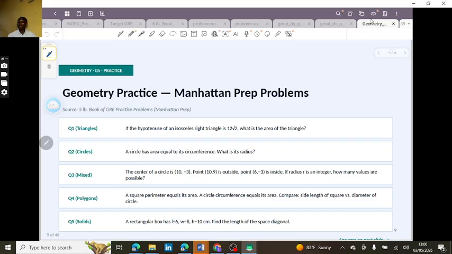Okay, so I know most people are running. I've tried to combine two of the books we are using together. If you go to Manhattan, you also see most of these questions there. If the hypotenuse of an isosceles right triangle is 12√2, what is the area of the triangle?